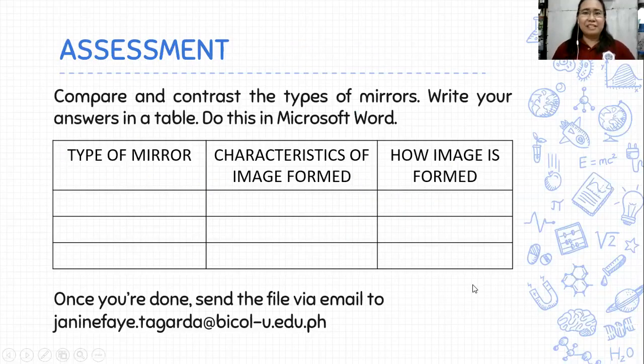To assess your learning, you're going to compare and contrast the types of mirrors. You're going to answer the following in a table and try to do this in Microsoft Word. You copy the format of the table and type it in Microsoft Word. Once you're done, you're going to send the file via email to my email address.